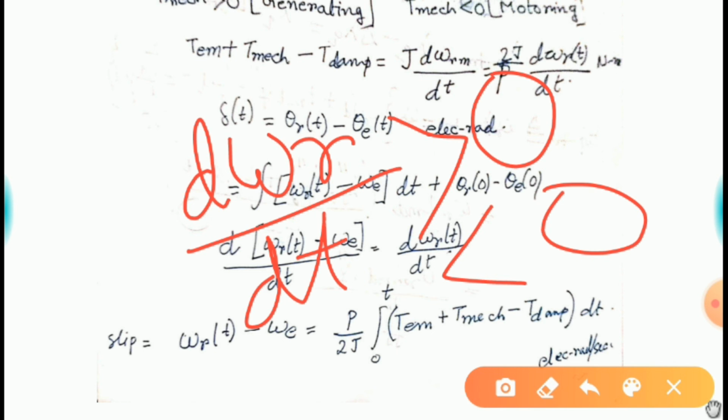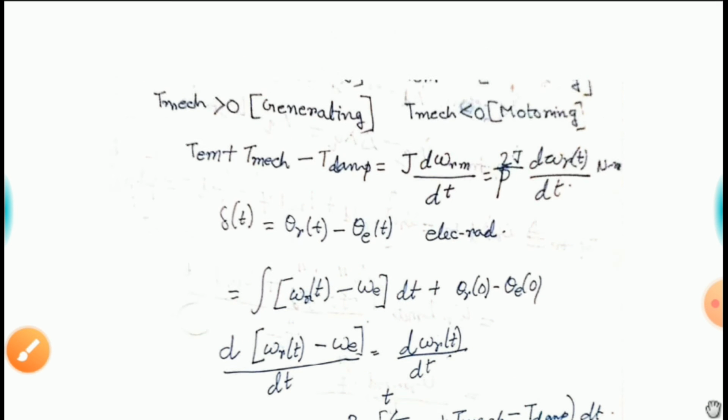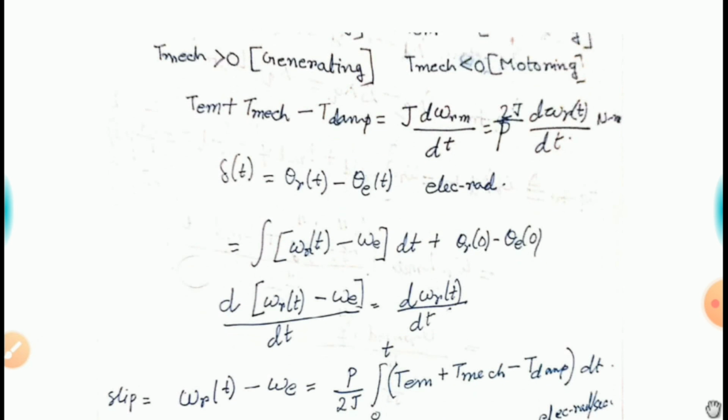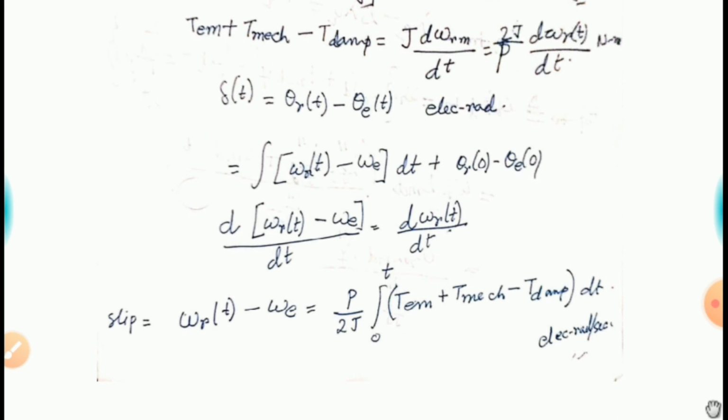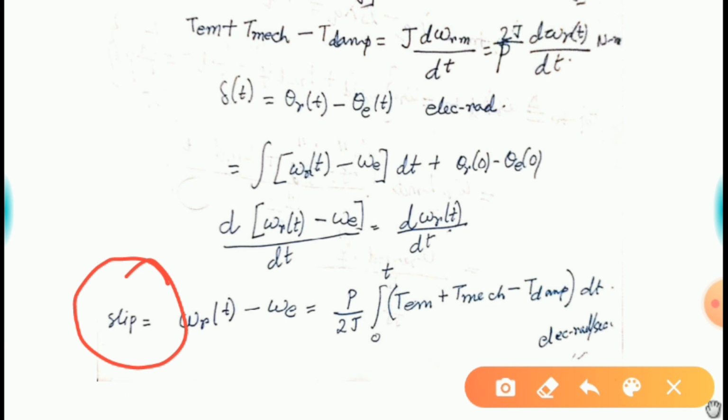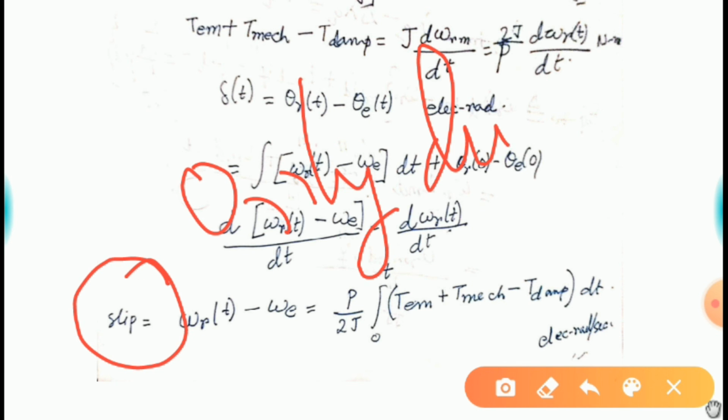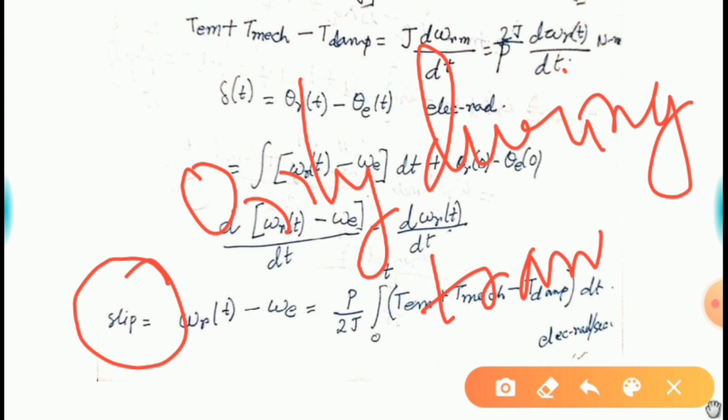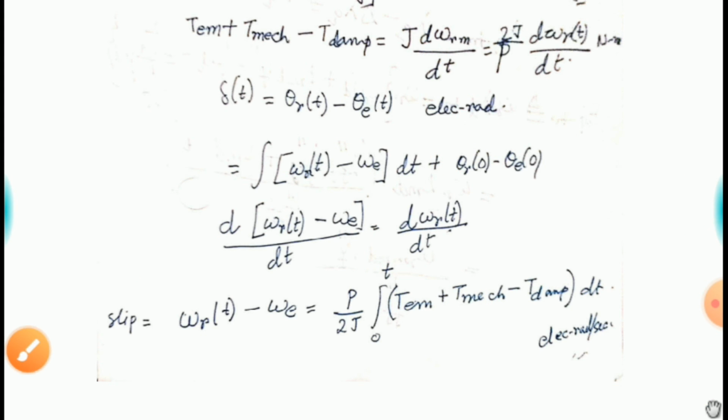So this d omega dt, we can write it as the slip, omega r minus omega e, and slip is also only during transient. Slip cannot be observed during steady state. This slip, d omega r dt, is equal to this total thing Tm plus T make minus T damp.